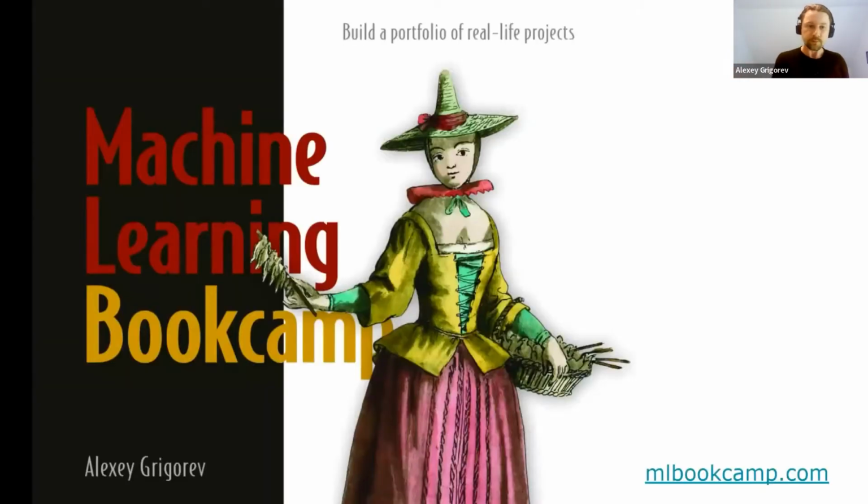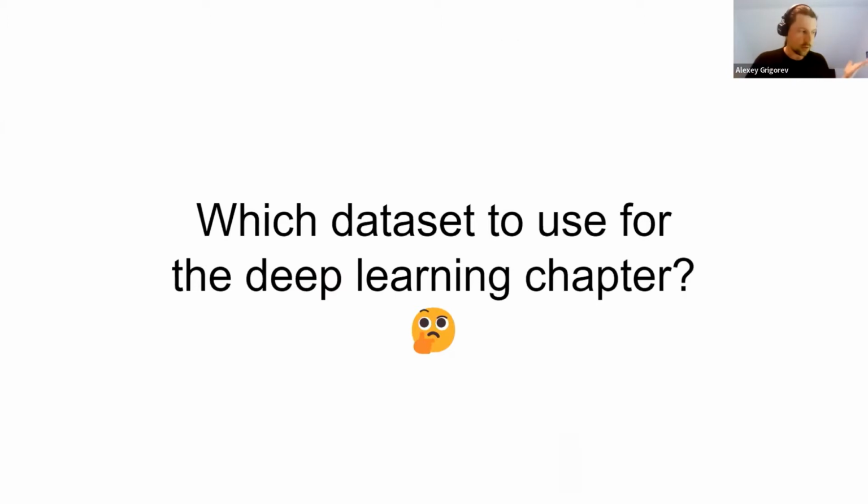The main reason I was collecting a dataset is because I was writing a book. The book is called Machine Learning Bootcamp, and I needed a dataset for the chapter about deep learning. In deep learning, usually we deal with images. I needed to find a dataset that I can use for this chapter. I wanted to do image classification, something pretty basic, so people would understand. And I thought, okay, which dataset could I use?